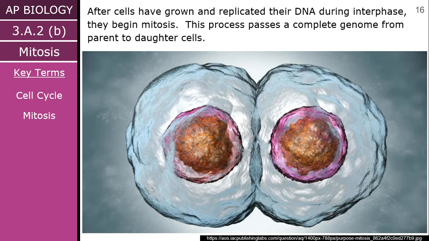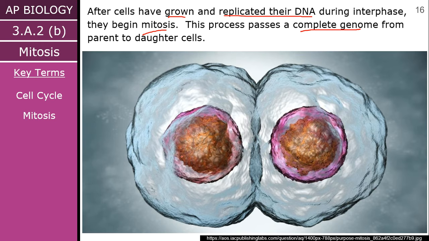So mitosis. Mitosis is critical. This is a very important process that you do need to understand well. It is the process of the cell actually splitting into two cells. That's what's happening here: I have one cell that is now becoming two cells. If you'll recall, during interphase the cells have grown and replicated their DNA, and then they're ready to start mitosis. During mitosis, they pass a complete genome, an entire set of genes, from the parent cell to the two daughter cells.